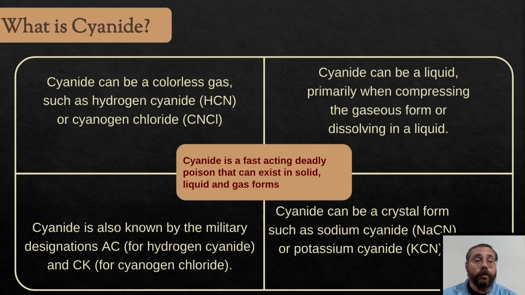All right, so what is cyanide? Cyanide can be a colorless gas such as hydrogen cyanide or cyanogen chloride. It can be a liquid, primarily when it's compressed from the gaseous form or dissolved in a liquid. It can be in a crystalline form such as sodium cyanide or potassium cyanide. It has a military designation, AC for hydrogen cyanide and CK for cyanogen chloride. Essentially, what is cyanide? It's a fast-acting and deadly poison that can exist in solid, liquid, and gas form.